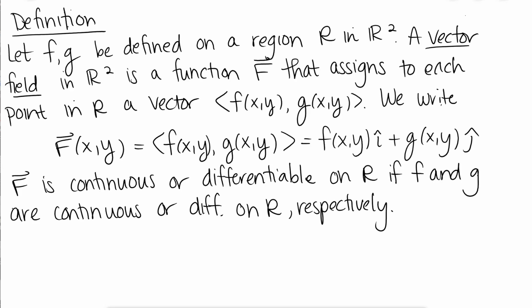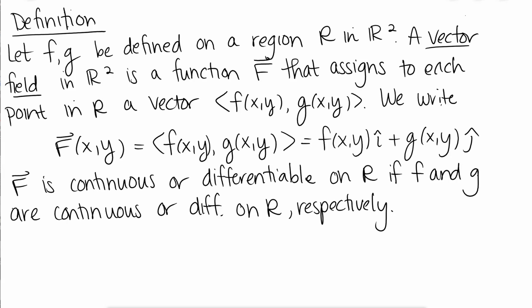So we have 2 functions really that are going to define our big function for the vector field. So let f and g be defined on some region in R2. Okay, so we're in the xy plane. Then a vector field in R2 is a function F. So notice there's a line over that. So that's going to be a bold F because this is basically going to be made of vectors. That assigns to each point in R, so that little subset of R2, or maybe all of R2 it could be, assigns to each point an actual vector.